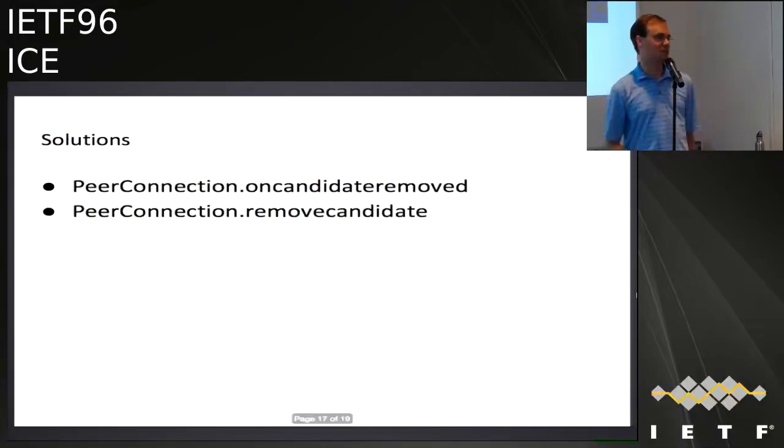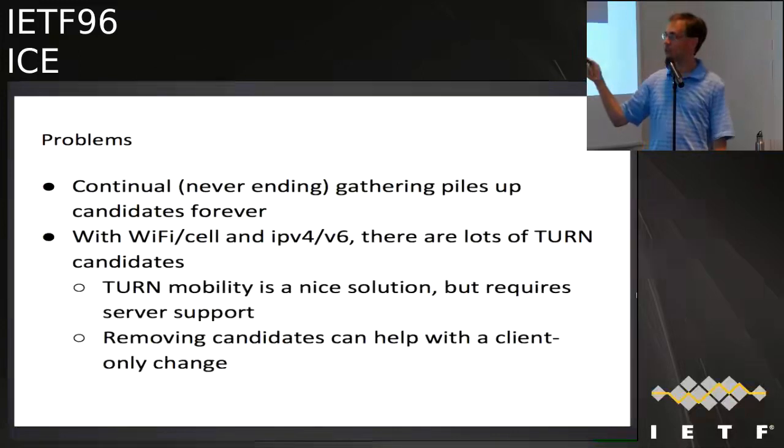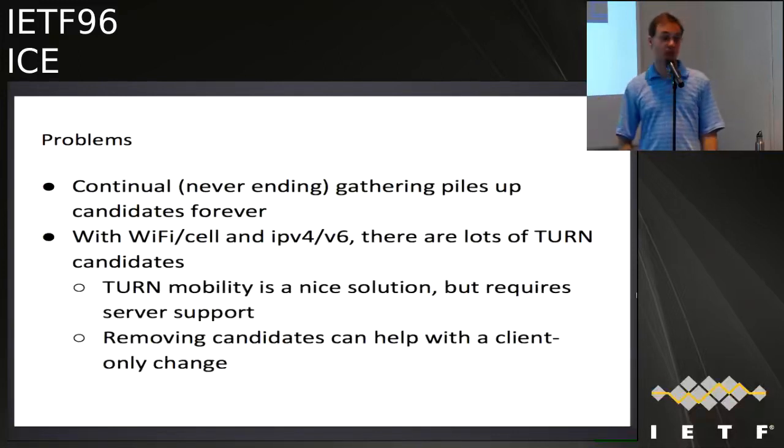Emil and I were debating at length on the mailing list how useful it is. Depending on your use case, it may be valuable, maybe not. But with IPv4 and IPv6 and Wi-Fi and cell and multiple TURN servers, you can have a lot of TURN candidates. What we'd like to be able to do is allocate them all in parallel, and then the ones that you think are worse, you send to the other side and say, hey, actually, don't use that TURN candidate. Now, this is kind of obviated by TURN mobility, but TURN mobility is not yet published, and it will take a while to be implemented in TURN servers. So if you're in a situation where the TURN server you have doesn't support TURN mobility, this is a nice backup solution.